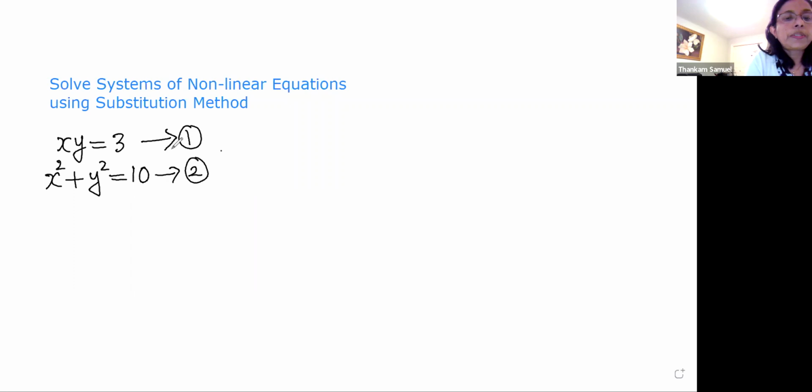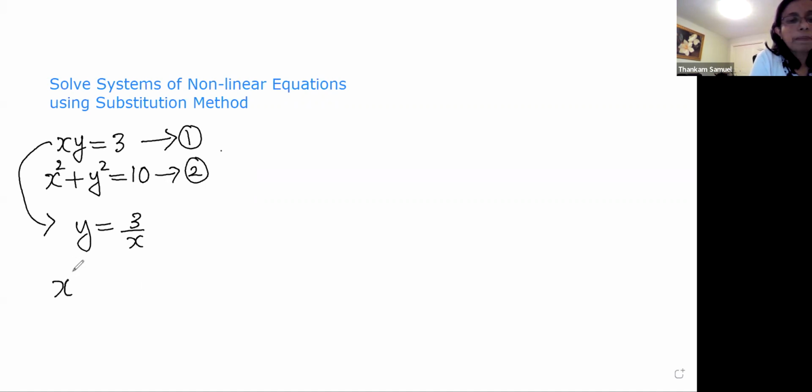So to solve the system using the substitution method, let's consider the first equation and solve this equation for y. So y equals 3 over x. Then substitute this expression instead of y in the second equation.